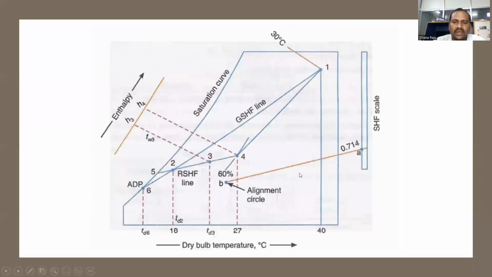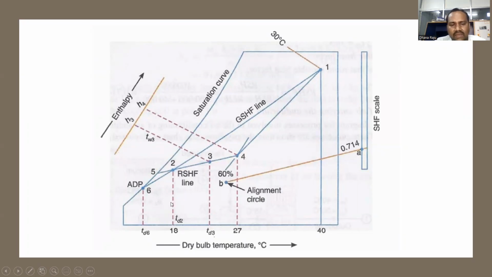And this is the psychrometric chart where we need to represent all the properties. So first locate point 1 as 40-30. Then locate point 4 as 27, 60% relative humidity. Then locate point E on the sensible heat factor scale at the value 0.714. So we have point B as the base circle, and join AB. From point 4, you need to generate a line parallel to line AB, and we will get 5 here.